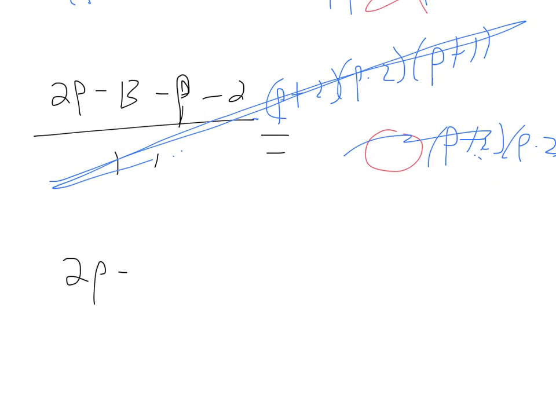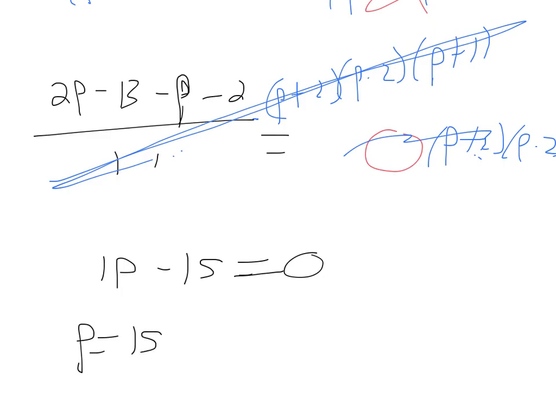You've got 2p minus, oops, I can actually simplify that, right? 2p minus 1p gives us 1p. Negative 13 minus 2 gives us negative 15. And that all equals 0 over here to the right. So writing's on the wall. P is going to be 15.